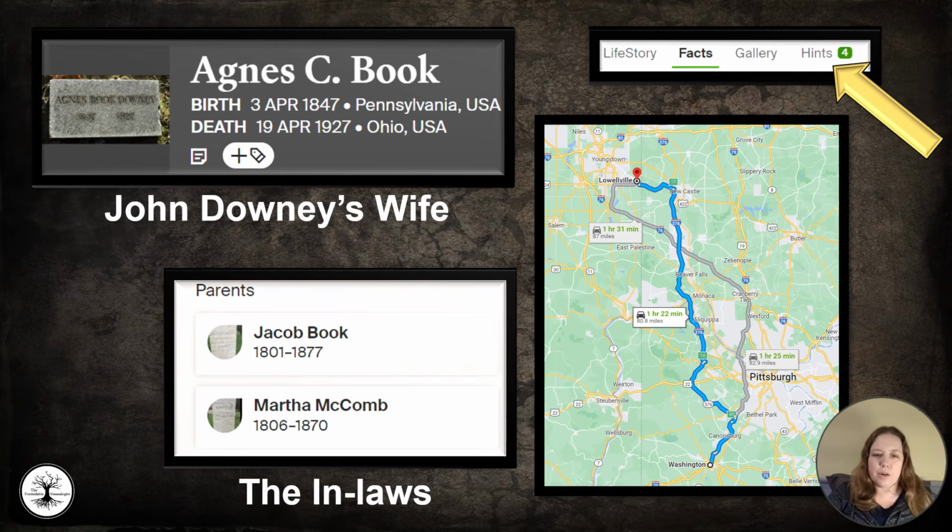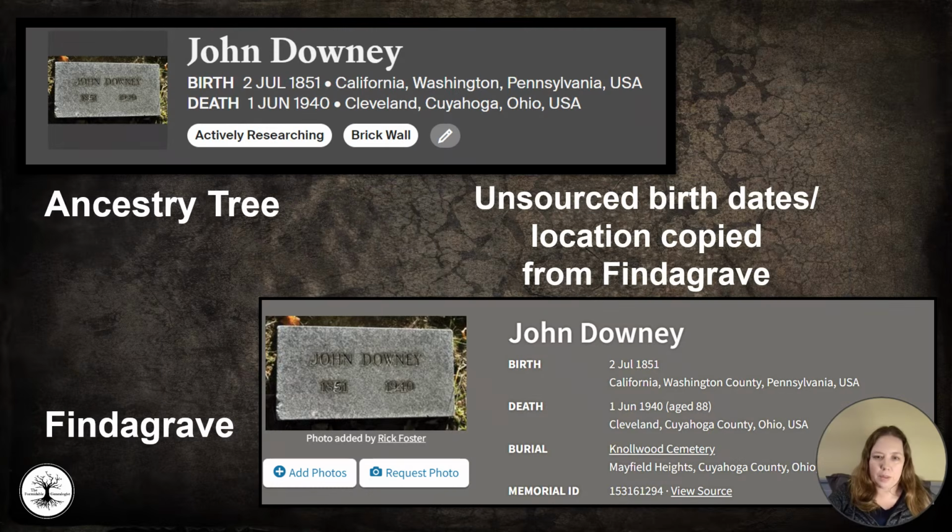But I did notice that her father owned a lot of land. Now, if somebody owns a lot of land, they're not going to just let their daughter marry some random person that they don't know who just showed up. So that makes me think that perhaps John Downey was already established in that community before Agnes Book married him.